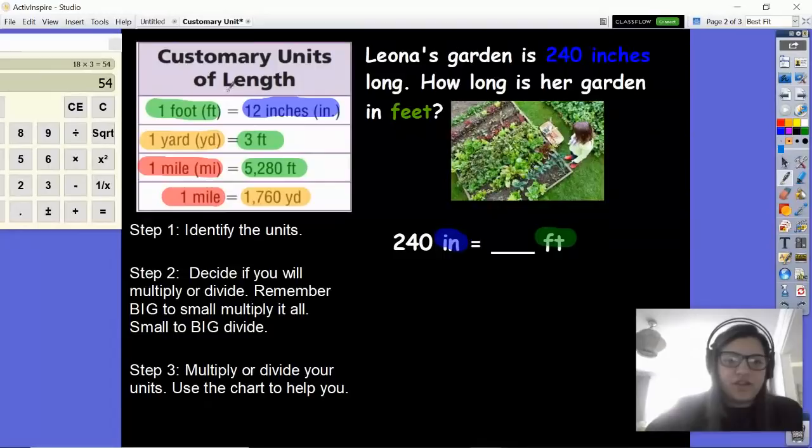If I divide my chart straight down the middle, I'm going to see that anything on this side of the chart, my left side, is going to be my big side. These are all going to be my bigger units. If there's anything on the right side, these are all going to be my smaller units when I am comparing.